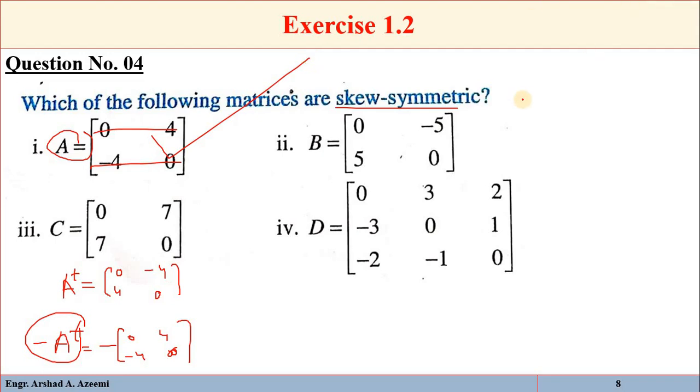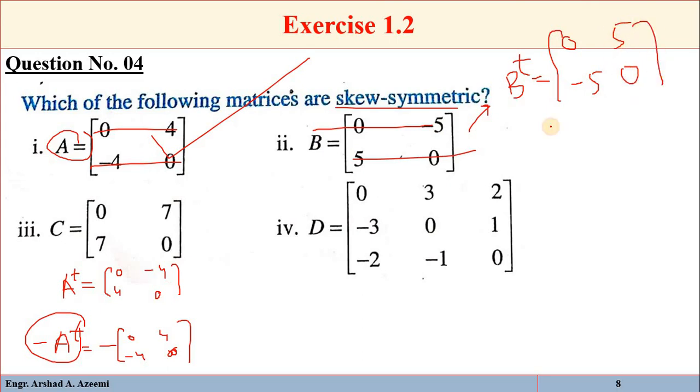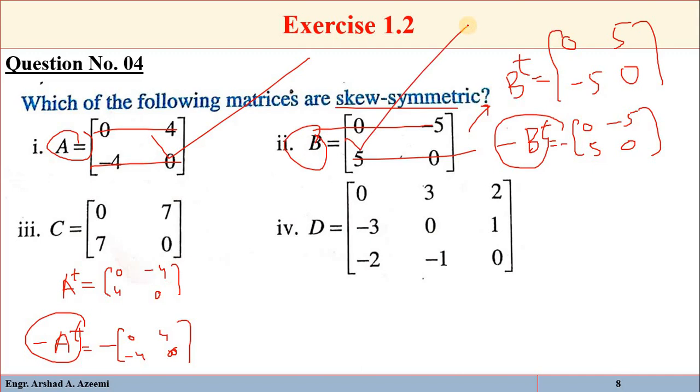Similarly, take the transpose of B. The transpose of B is equal to, convert this row into column, that will be 0, minus 5, and convert this row into column, that will be 5, 0. Now take the negative of this transpose. So minus B transpose will be equal to 0, minus 5, 5 and 0. So here you can see that the B matrix is equal to the negative of its transpose, so it is also a skew-symmetric matrix.